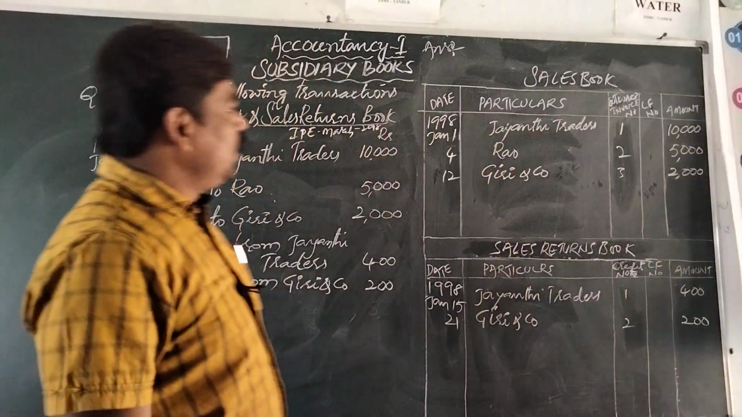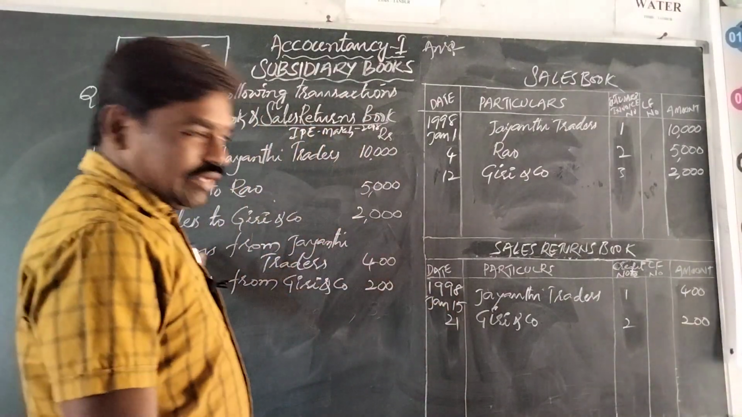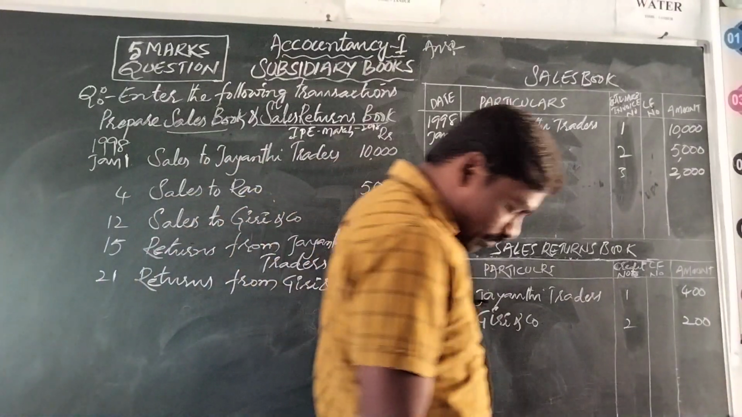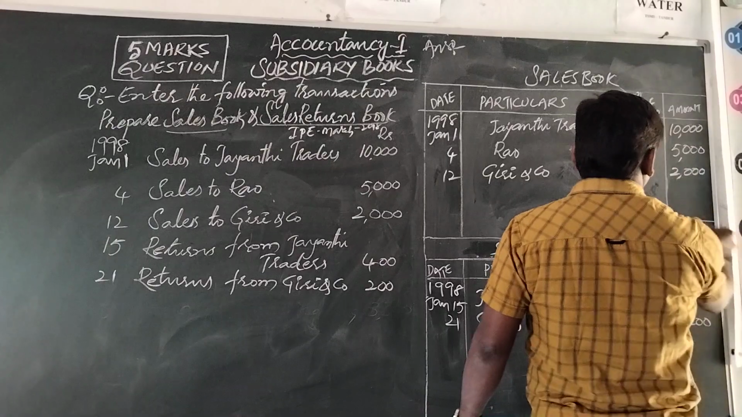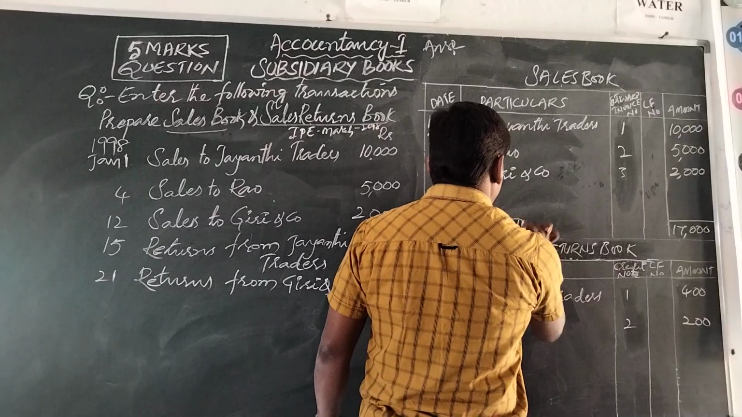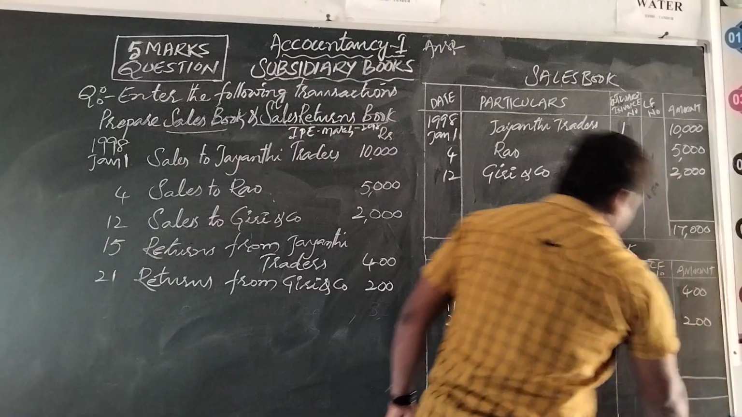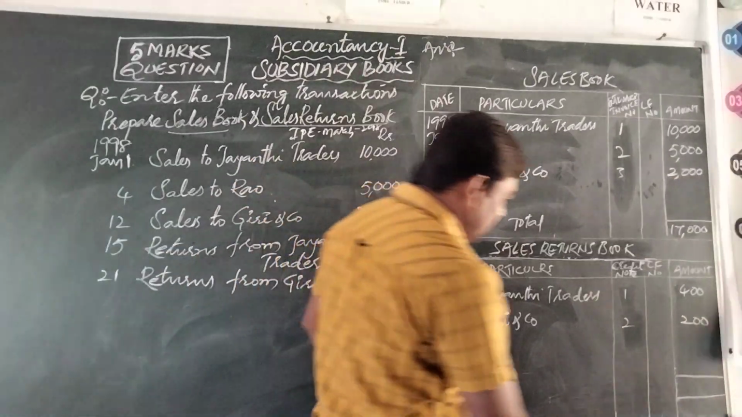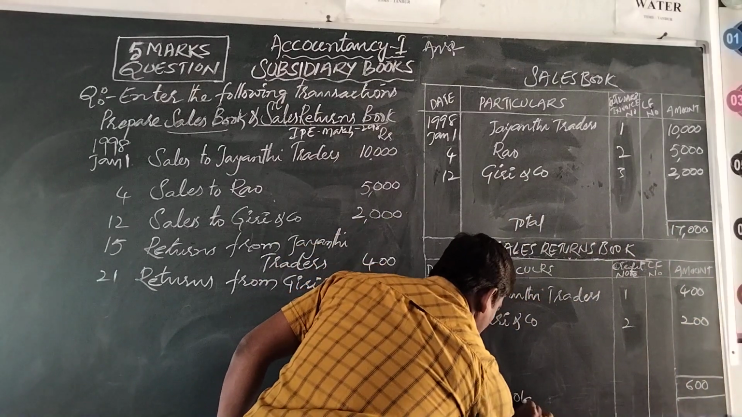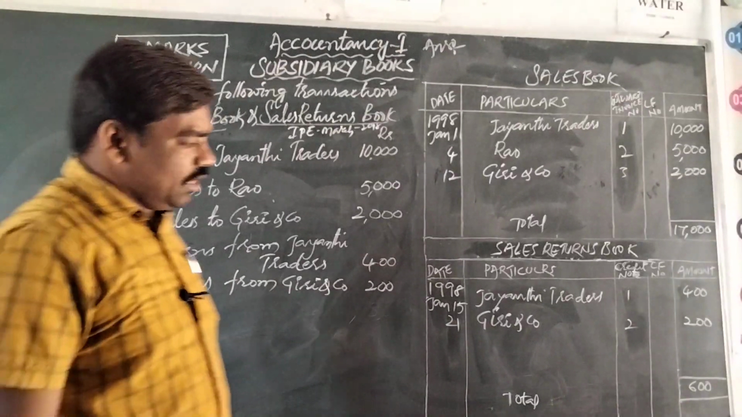Okay, so like this you can prepare the sales book and sales returns book for the given problem. Now you calculate the total in the amount column. See, total 17,000. Here you write total. Similarly, in the sales returns book, the total amount will be 600. Here you write total. Okay, like this we have to prepare the sales book and sales returns book.